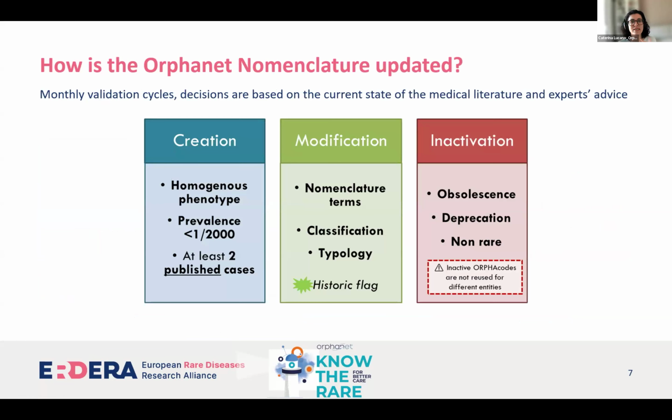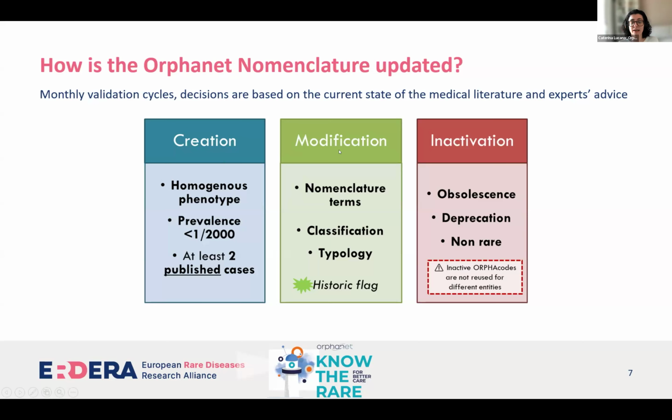We discussed a little bit in the questions before about inactivating a code. The Orphanet nomenclature is actually updated every month. We have a monthly validation cycle, and decisions are always based on the current state of the medical literature and expert advice. We have 3 possible actions in order to maintain the nomenclature. We can create new codes. For example, if a new rare disease is discovered, we look at whether the phenotype is homogeneous, whether the prevalence is less than 1 in 2,000 in Europe, and whether it has at least 2 published cases. In this way, we can create a new code.